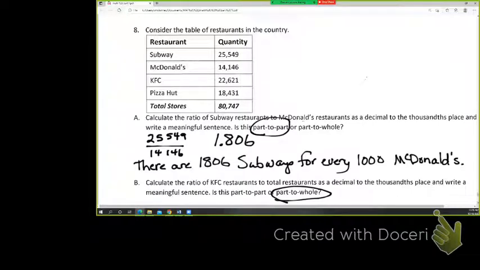Or you could say 20% of all restaurants are KFC. Was it 20%? 28. No, 2.8. It's 28%, right? 0.28. Yeah, so that's 28%, right? Yes. So we could use 28%, or we could say 280 out of 1,000. 28% works nicely. Percents work nicely when it is a part to whole.